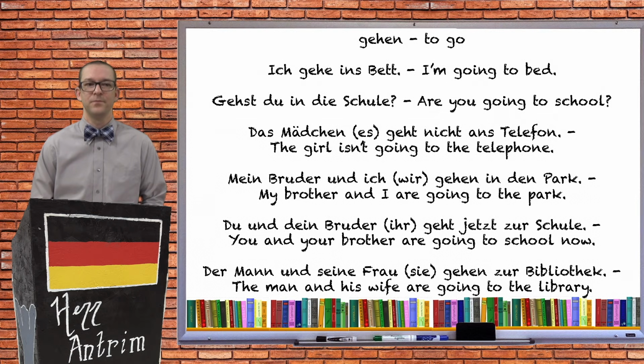Gehen, to go. Ich gehe ins Bett. I am going to bed. Gehst du in die Schule? Are you going to school? Das Mädchen geht nicht ans Telefon. The girl is not going to the telephone. You could also say, es geht nicht ans Telefon. Mein Bruder und ich gehen in den Park. My brother and I are going to the park. You could also say, wir gehen in den Park. Du und dein Bruder geht jetzt zur Schule.